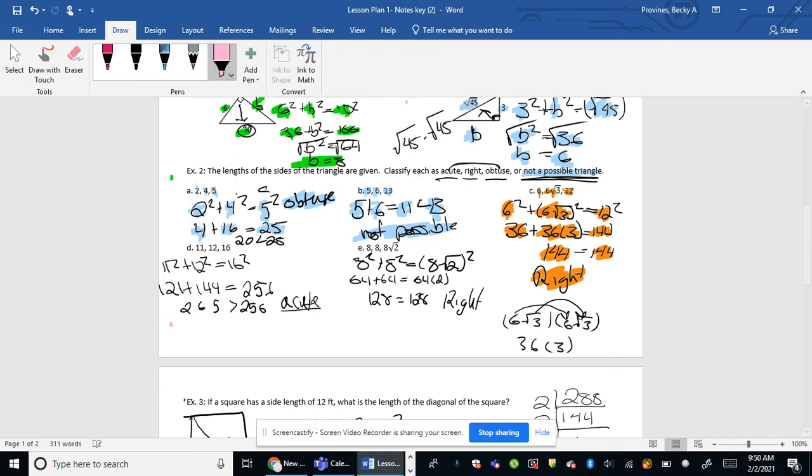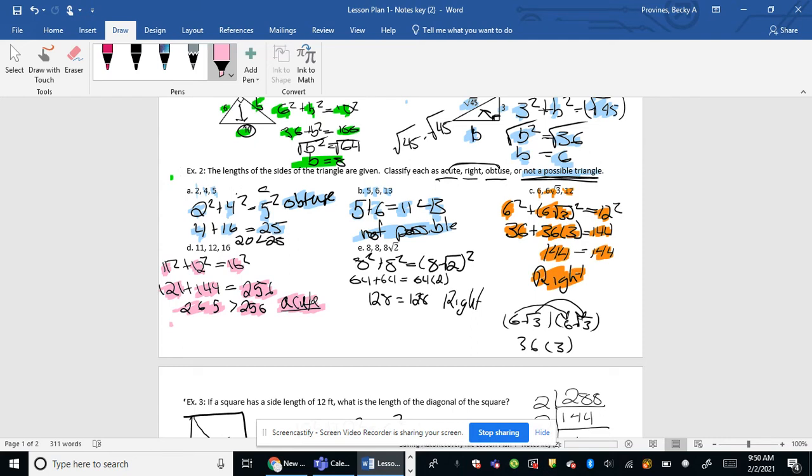All right. So now we have 11, 12, and 16. So 11 squared plus 12 squared equals 16 squared. So we get 121 plus 144 equals 256, 260. And if we add 121 to 144, we're going to get 265, which is greater than 256. So if the sum of a squared and b squared is greater than c squared, this triangle will be acute.